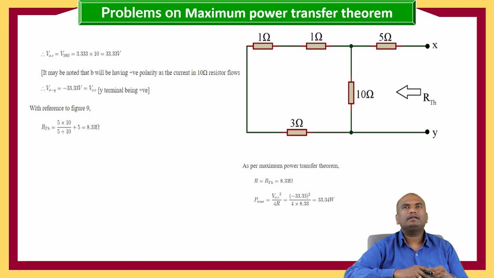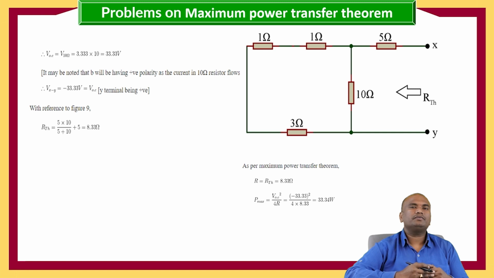Now we need to calculate the RTH. For that, we need to make the voltage source a short circuit. That is nothing but the voltage source is replaced with its internal impedance.